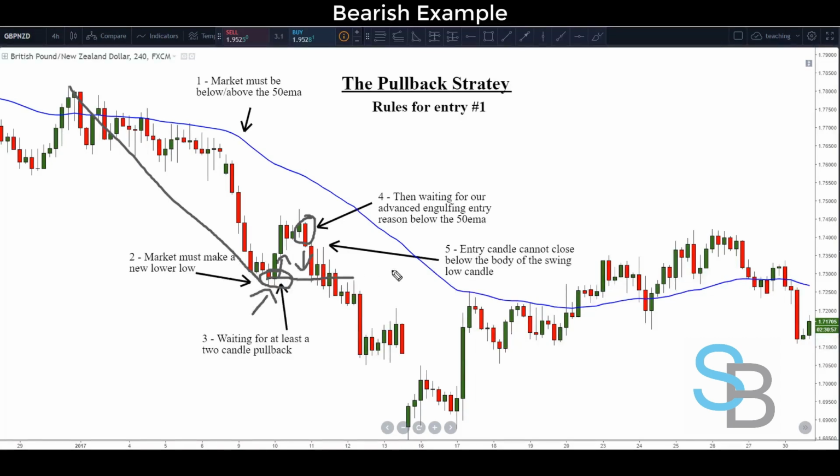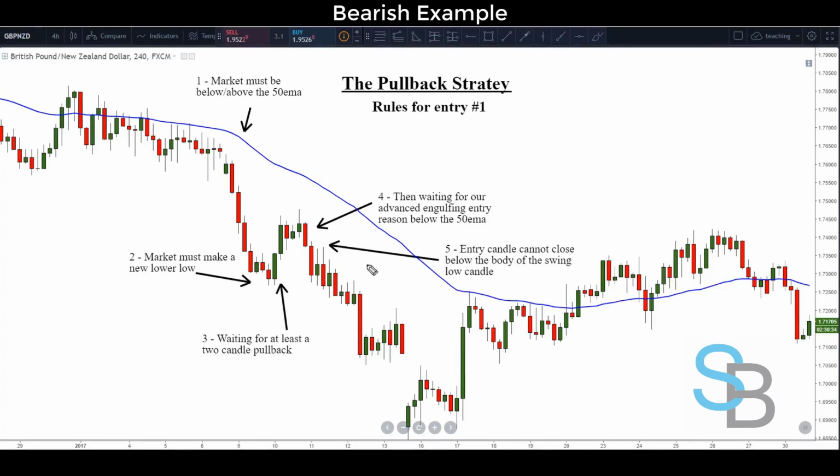All right, let's go through every rule one more time, just to make sure you're completely grasping this strategy. After this, we'll go through a bullish entry. Then we'll talk about the rules for entry reason number 2, and then we'll dive into stop loss and target placement for this strategy. But for now, let's just concentrate on entry reason number 1.